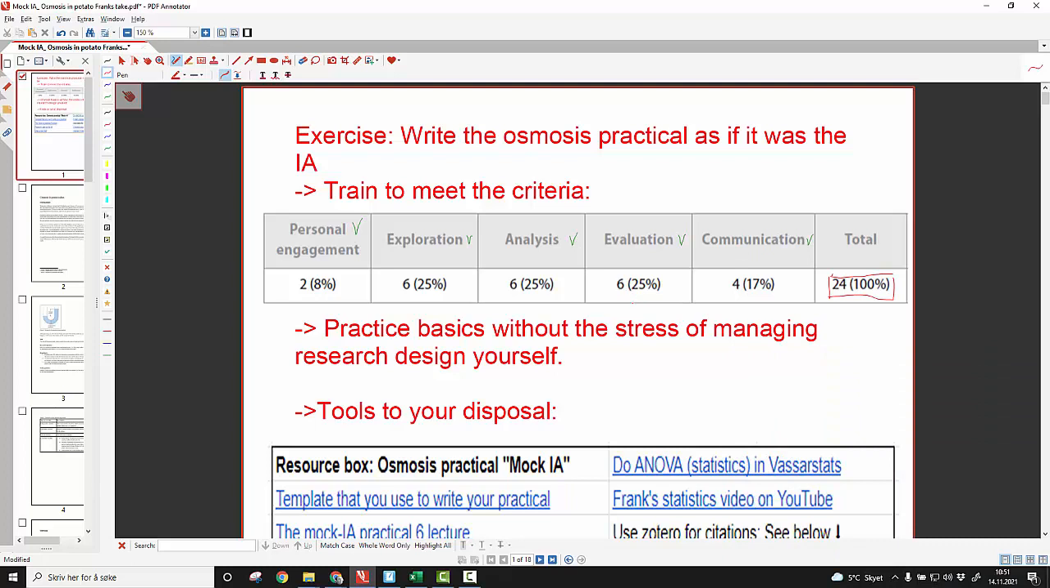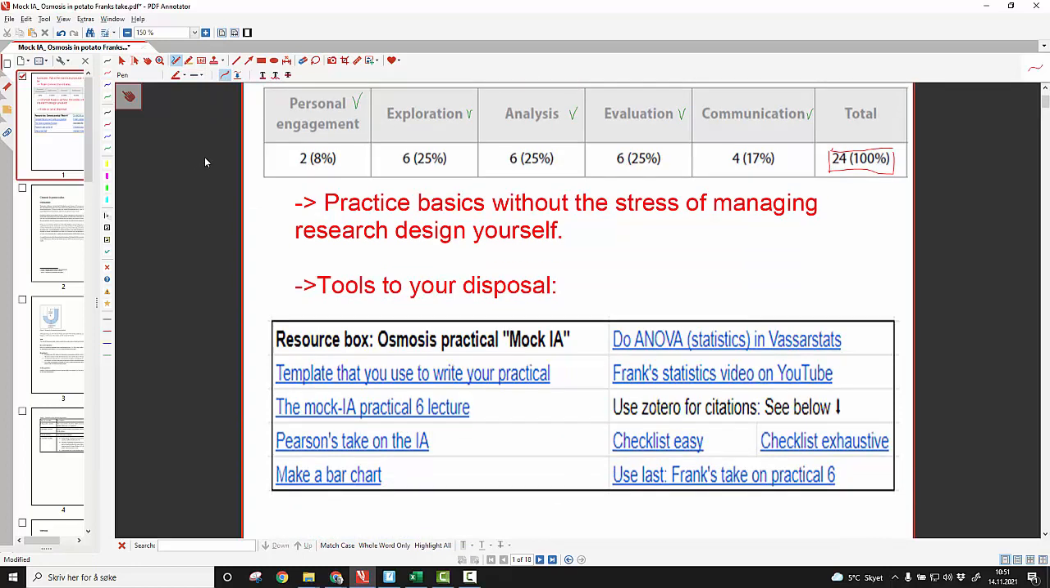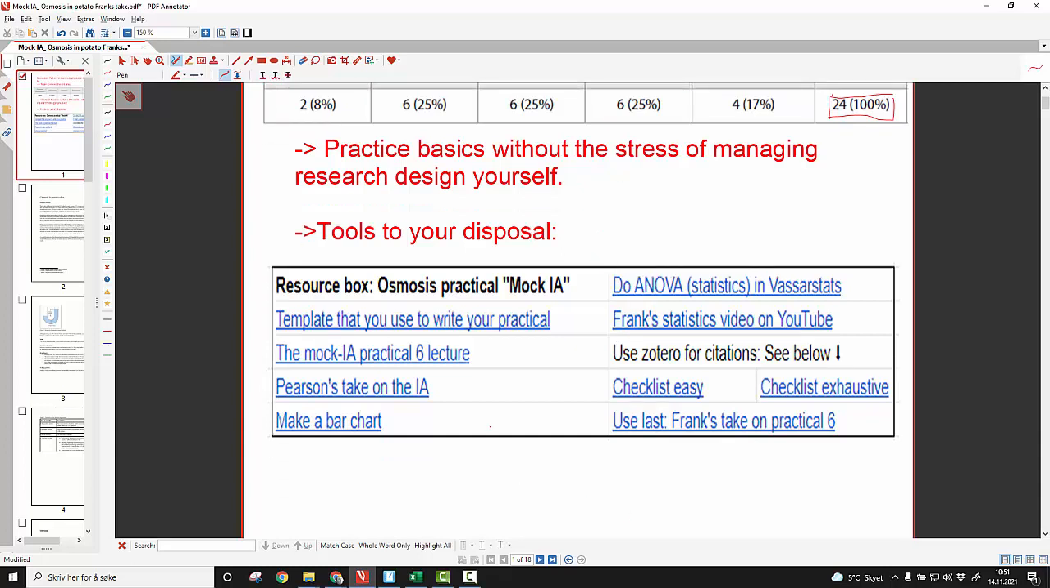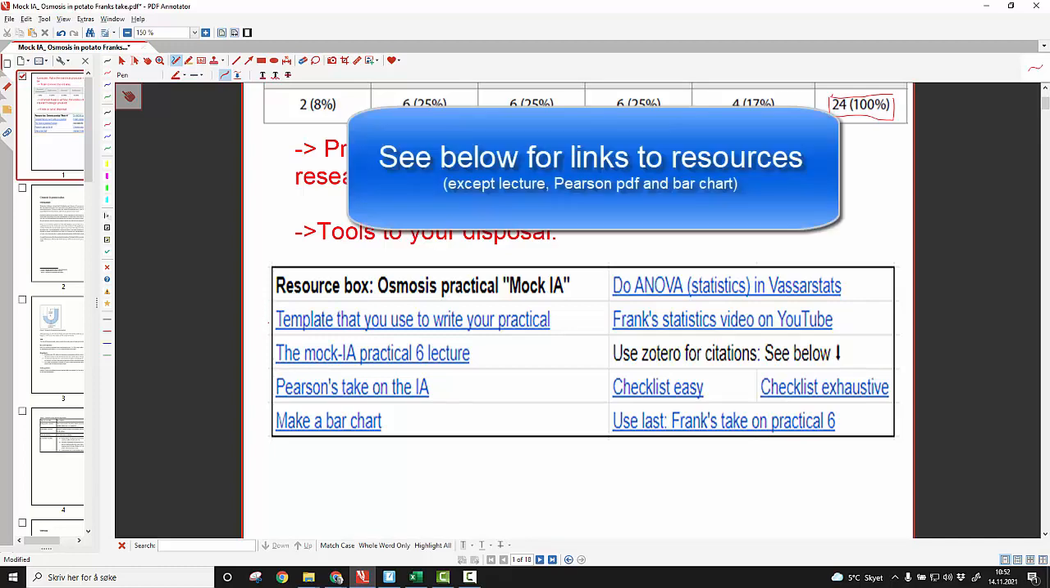One advantage of starting with the practical as a kind of practice IA is that you can practice without the stress of managing experimental design yourself, because that can be hard. Also, if you are in my class or if your teacher provides this box, you have these sets of tools that can help you write this first mock IA.